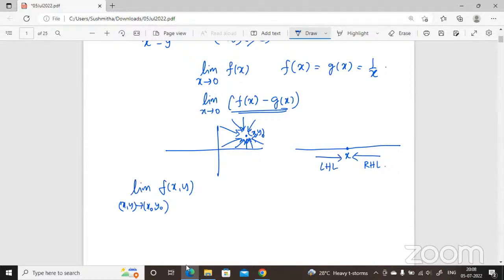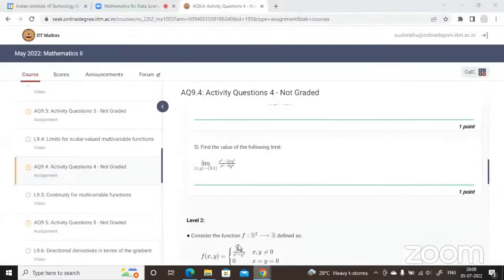For the problems that will be given to you, there is an epsilon delta definition for limit, and using that you can show it. But that is again complicated, and it is not there in the course. So wherever you are asked to evaluate the limit, it means the limit exists, because you cannot write the answer as does not exist.